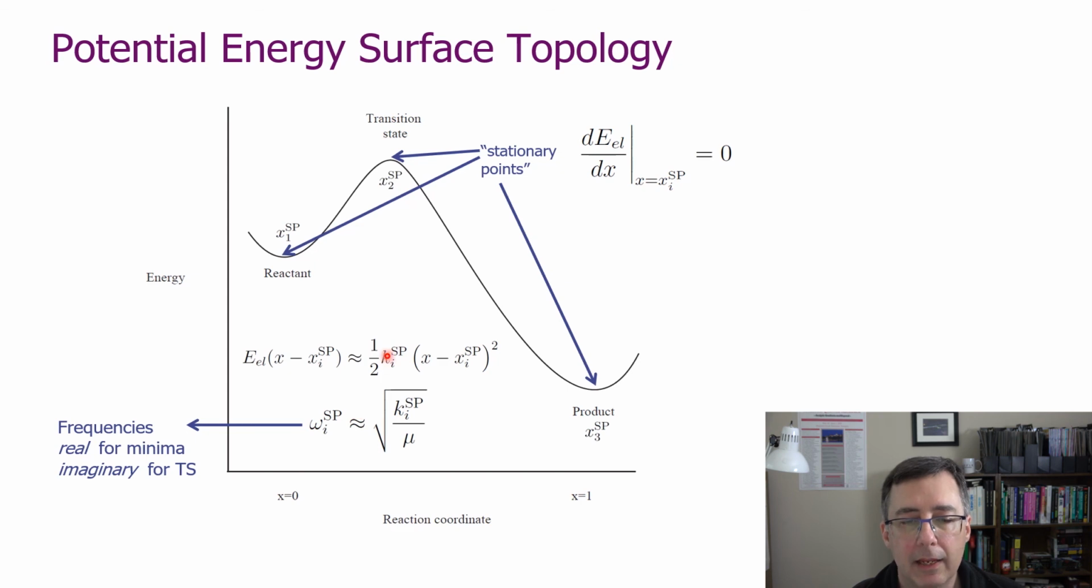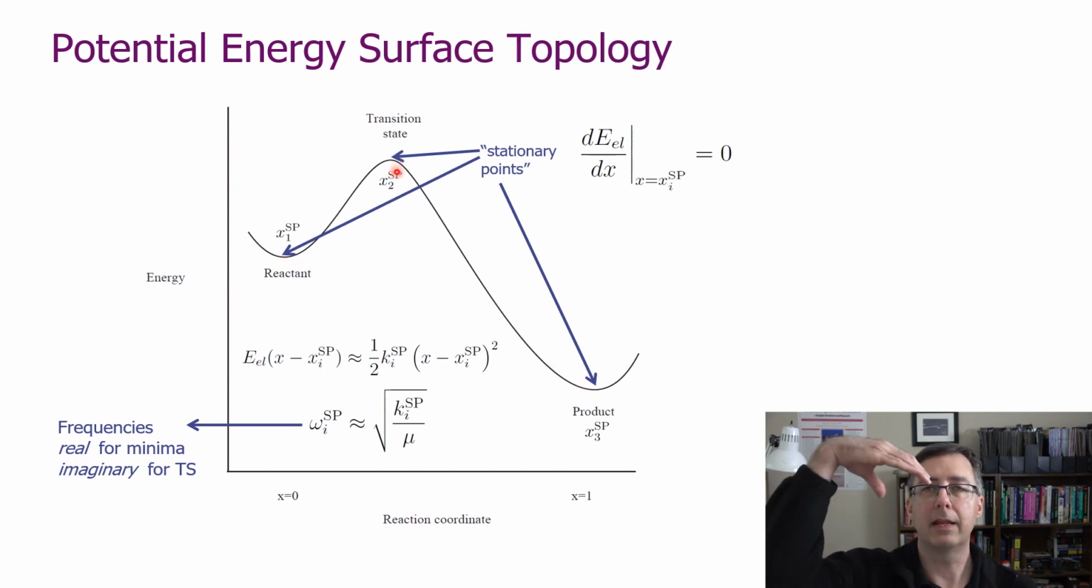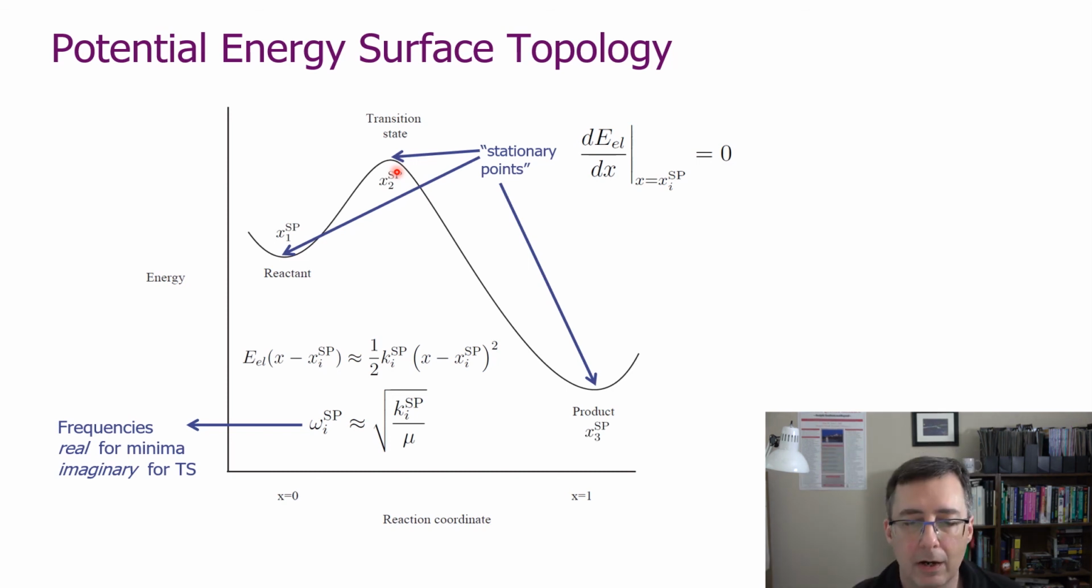And k for a reactant or a product or any minimum is a positive number, and so the square root of a positive number divided by mu, which is a positive number, is a real number. So you get real vibrational frequencies at a minimum. However, if I'm at a transition state, then there k is negative because the potential energy surface is kind of upside down there. And so if k is negative and I put it inside a square root symbol, then I get an imaginary number for omega. And so that's why we talk about imaginary frequencies in quantum chemistry. If you do the vibrational frequency calculation and get imaginary frequencies, then it means you're at some kind of a saddle point where you're at a local maximum in at least one dimension.